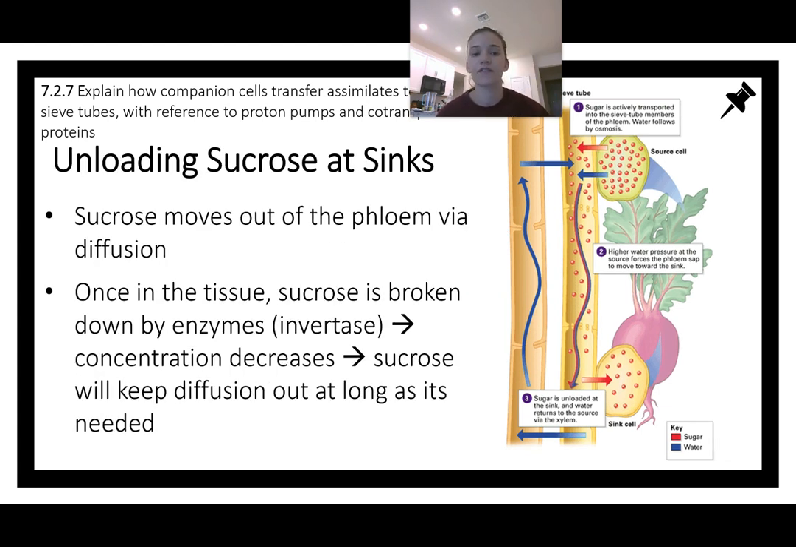Unloading at the sinks. So at a sink, it's going to be a tissue that needs sugar. So it's going to be a tissue that's low in sugar. So it's going to passively just diffuse out of the sieve tube. Once it's there, the sucrose can be broken down by enzymes to use the monosaccharides involved, and that's going to decrease the concentration again. So it's going to keep that concentration gradient running in tissues that need sugar. So source to sink will still apply.